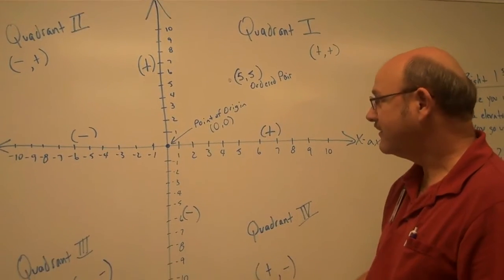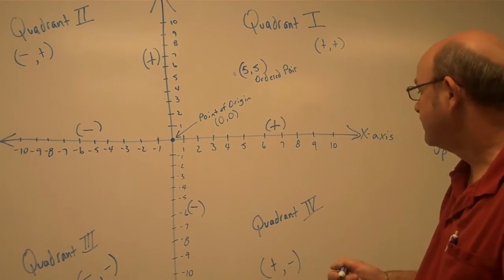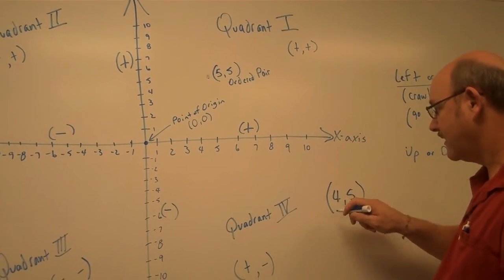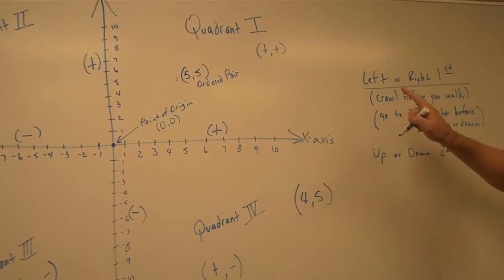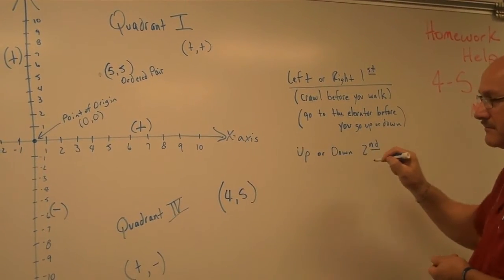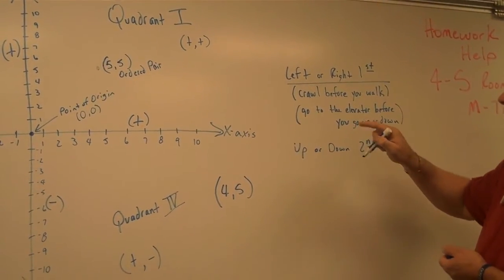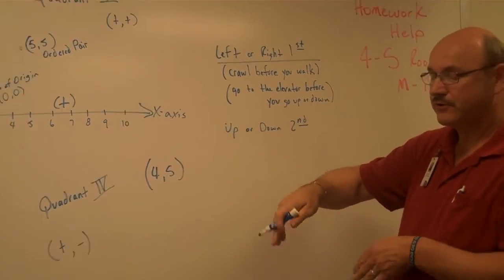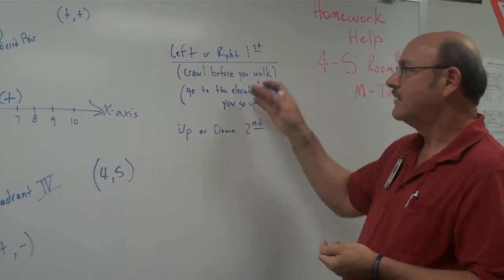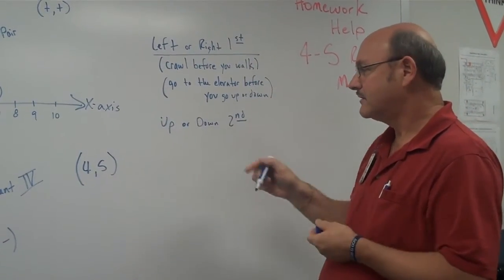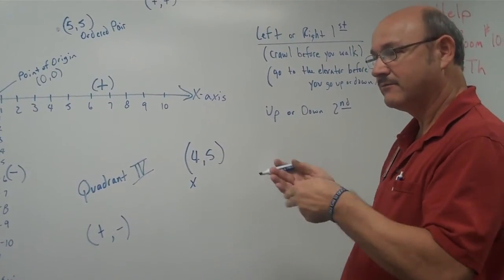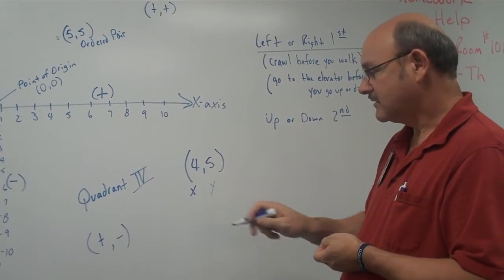If we were to graph an ordered pair, such as 4, 5, that's our ordered pair. The rule we have to follow is we go left or right first. So we go back and forth on the x-axis first. Some ways to remember that: you crawl before you stand up and walk, or you go to the elevator before you go up or down. So remember, you go left or right first, up or down second. The first number is always the X number, the left-right number. The second number is always the Y number.